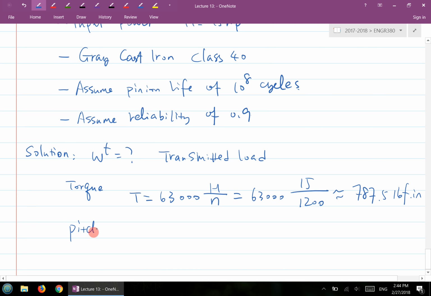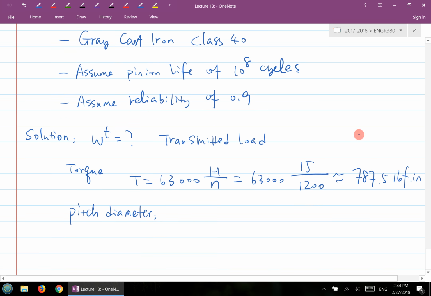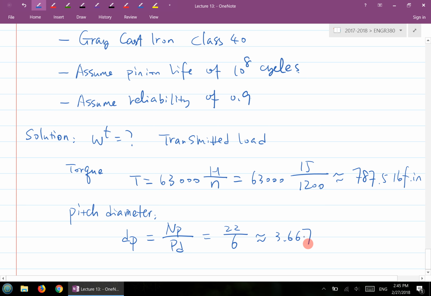Then we have the diametral pitch, and we also have the number of teeth, so I'll be able to derive the pitch diameter for both pinion and the gear. Pitch diameter for the pinion is dP equal to nP over the diametral pitch. So that's 22 over 6. It's approximately 3.667 inch.